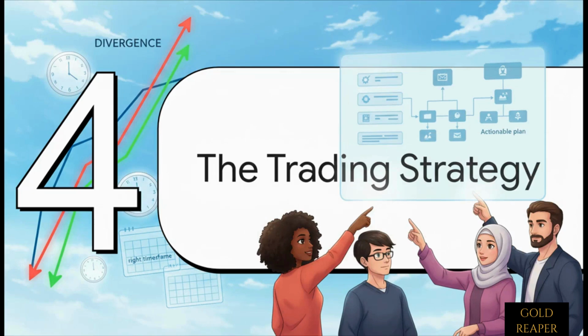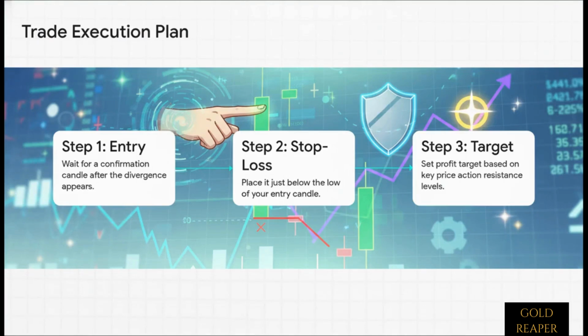All right, so you know what divergence is, you know how to spot it, and you know what time frame to use. Now for the fun part. How do we actually build a trade around it? Every good trade has 3 parts. First step, your entry. Now, don't just jump in the second you see a divergence. Be patient. Wait for a confirmation candle, one that actually closes in the direction you expect the price to go. That's your proof. Second, your stop loss. This is your safety net. You place it just below the low of that confirmation candle. And third, your target. Just look left on the chart and find the next major area where the price has struggled before. That's your resistance, and it's a perfect place to think about taking profits.